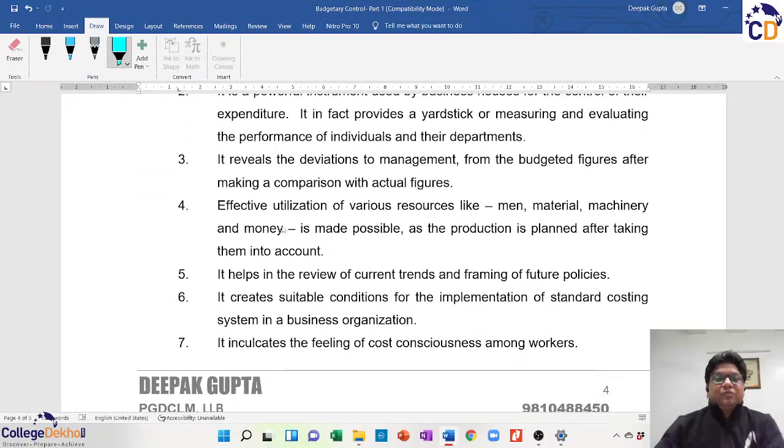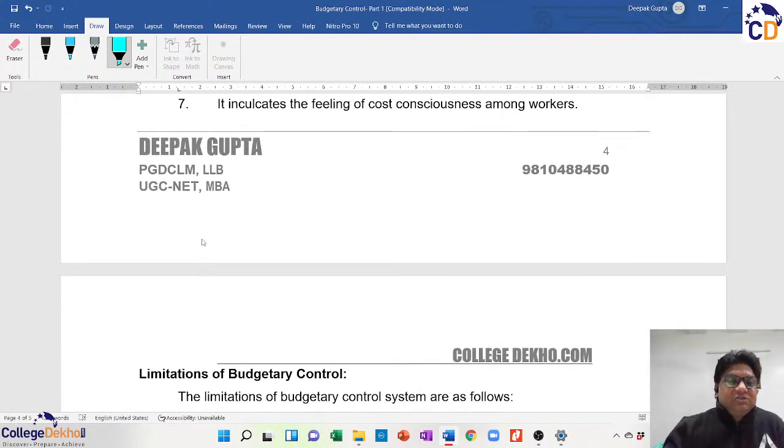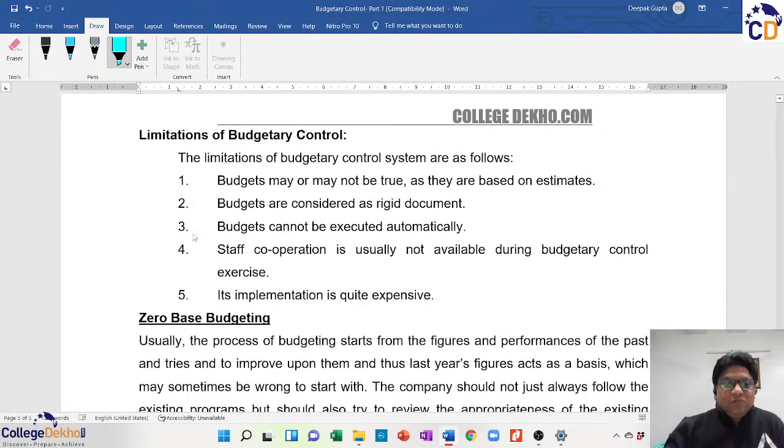So before I move on, we are talking too much positive about the budgets, or I'm saying that we have in a way justified the benefits of creating the budget, but there can always be certain loopholes, certain mistakes, or certain limitations of the budgetary control. So that what we also have to discuss, that what are the limitations of the budgetary control.